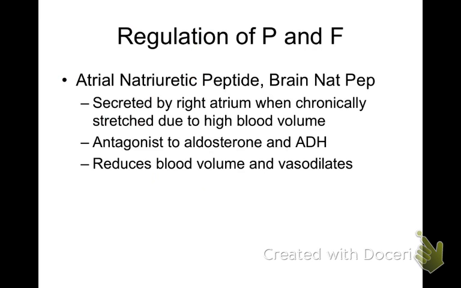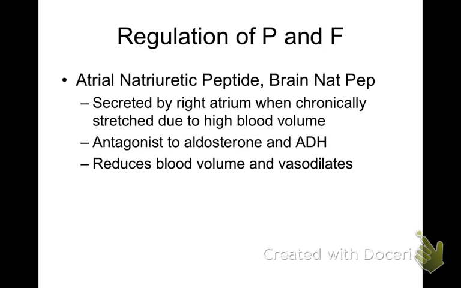All right, now the antagonistic hormones, the hormones that do the opposite of those, are ANP and BNP. ANP was first isolated from the right atrium. It's secreted when there's chronically stretched atrial walls due to high blood volume. It is an antagonist to both aldosterone and ADH, and therefore it has effects both on the kidneys by increasing the loss of water, increasing urine output, and decreasing blood volume, but also by blocking ADH's effect on the blood vessels. It's a vasodilator.